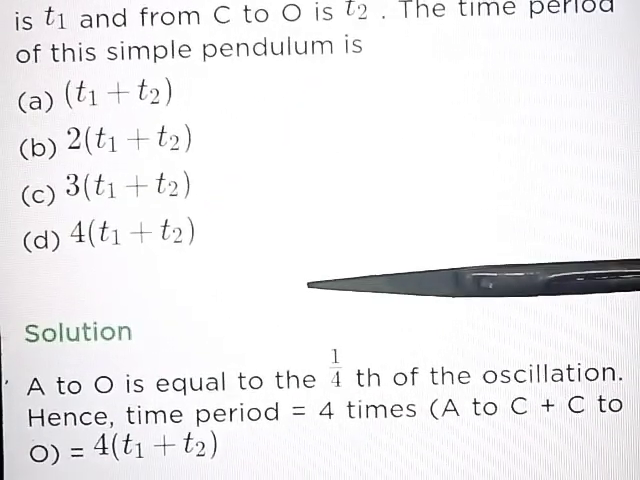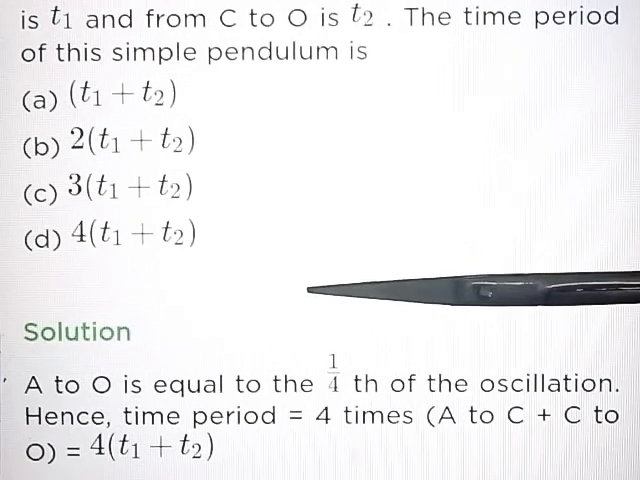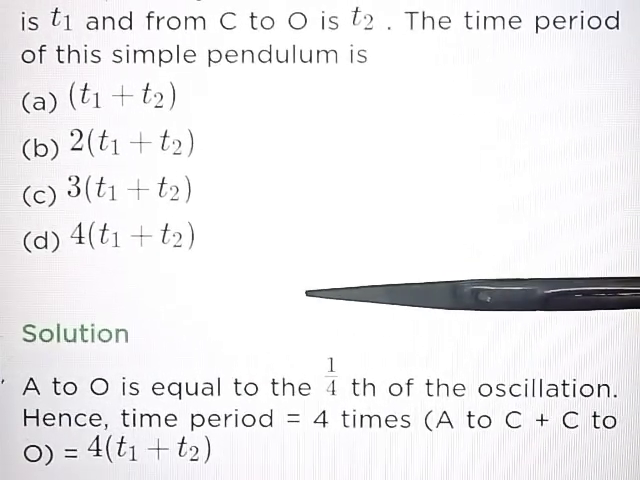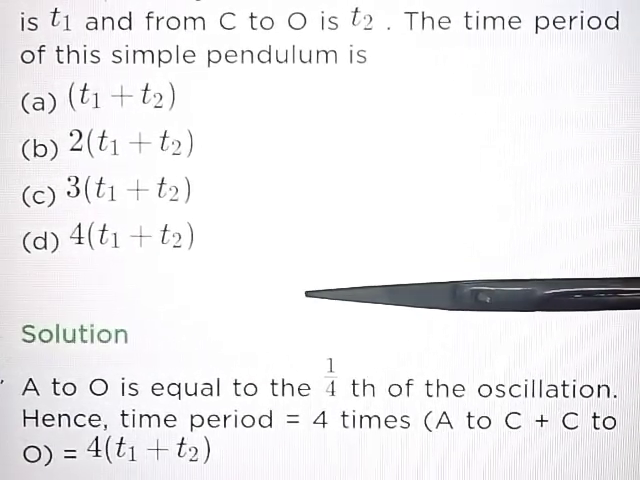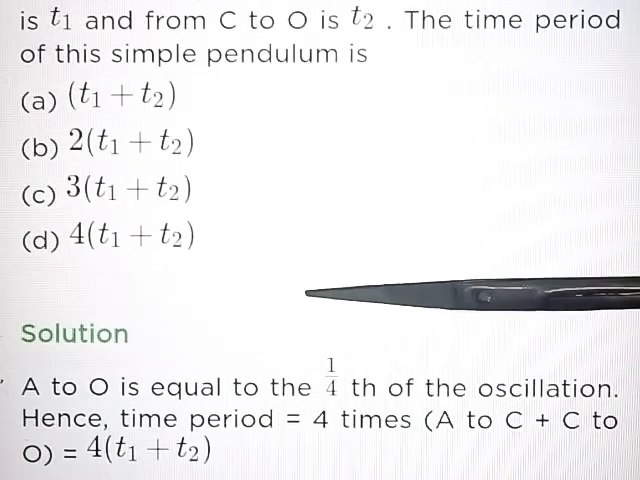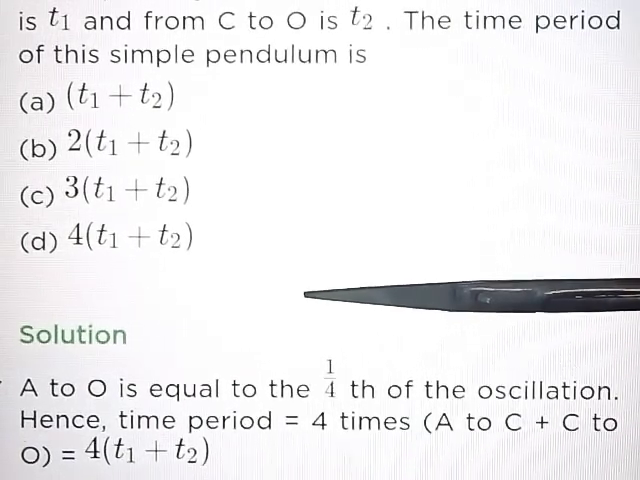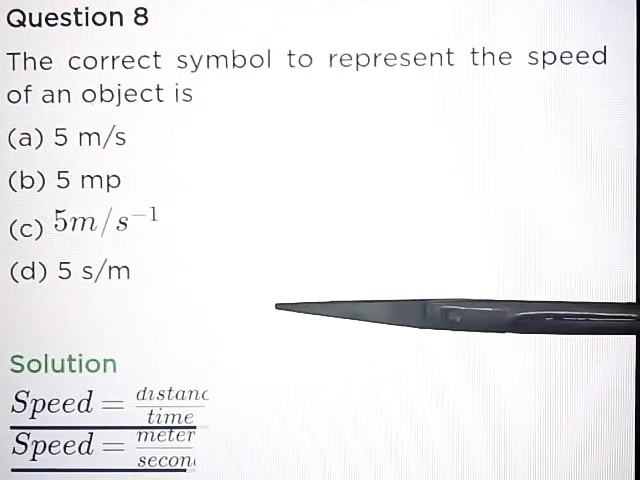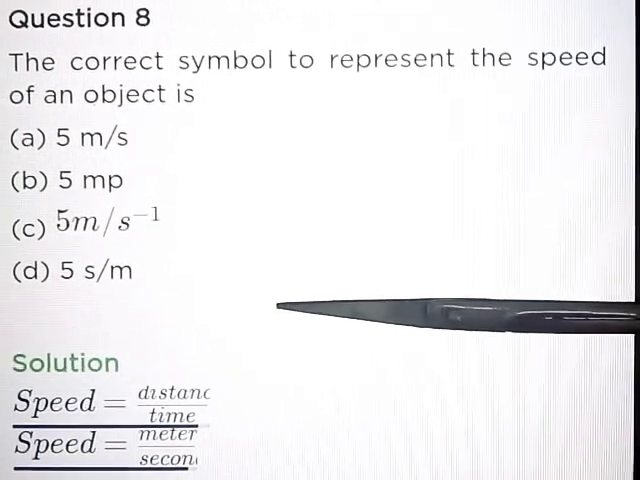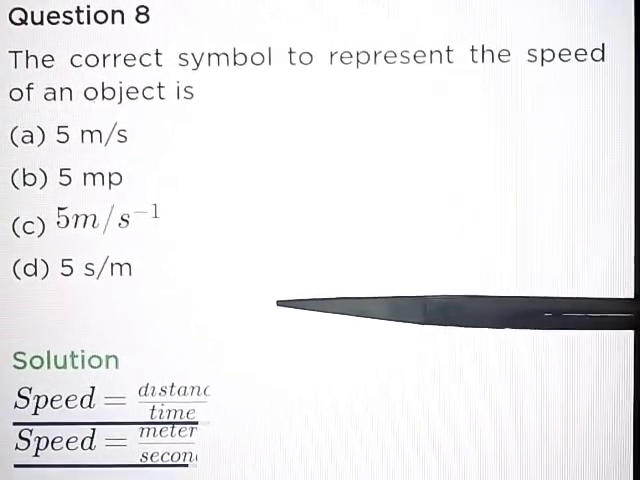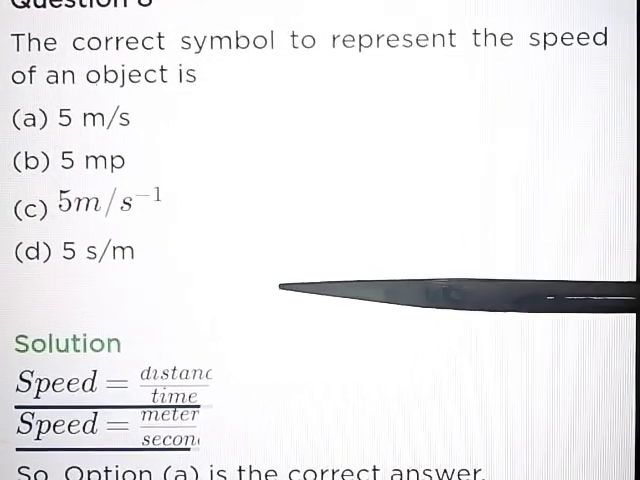Answer, A to O is equal to 1/4 of the oscillation. Hence, time period is 4 times (T1 plus T2). Question number 8. The correct symbol to represent the speed of an object is?